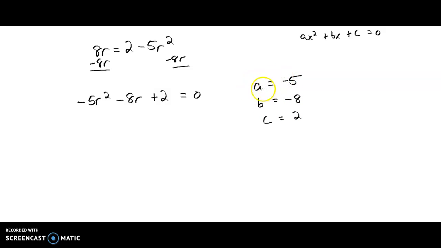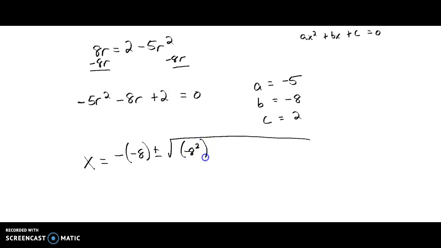Remember, the negative signs need to stay with the number. So I have a negative in front of the 5, so it has to keep it as a negative 5. We're subtracting 8r, so that means my b is a negative 8. So I'm going to plug it into the equation. So I have x is equal to negative b, which is going to be a negative times a negative 8, plus or minus the square root of negative 8 squared minus 4 times a negative 5 times c, because that's a 4ac, all divided by 2 times a, which is a negative 5.